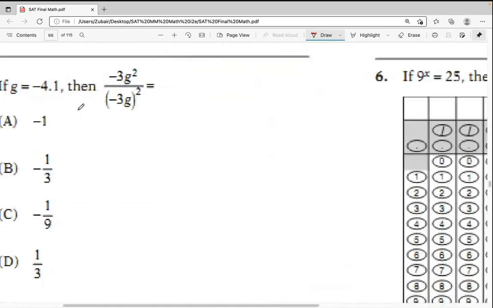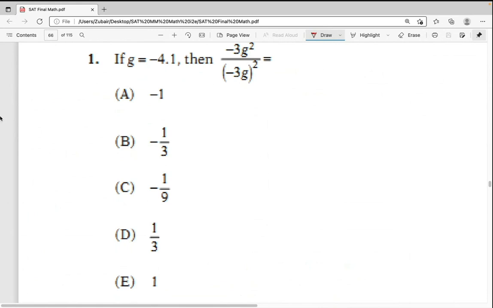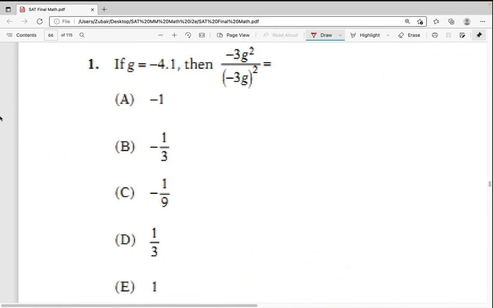Exponents. Question number 1. If g is minus 4.1, then this fraction would give you what?